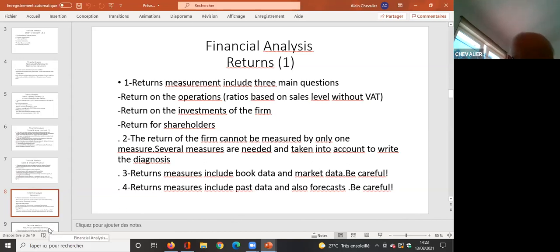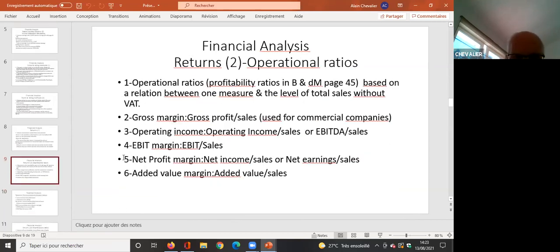So now let's move to operational returns, operational ratios. You will find most of these ratios in chapter 2 in Berk and DeMarzo. And if you go also to my financial analysis course, which we wrote with my colleague Michael Troger, which is a big 107 slides, you'll find it in the documents I sent you. You will find more details on this first presentation.